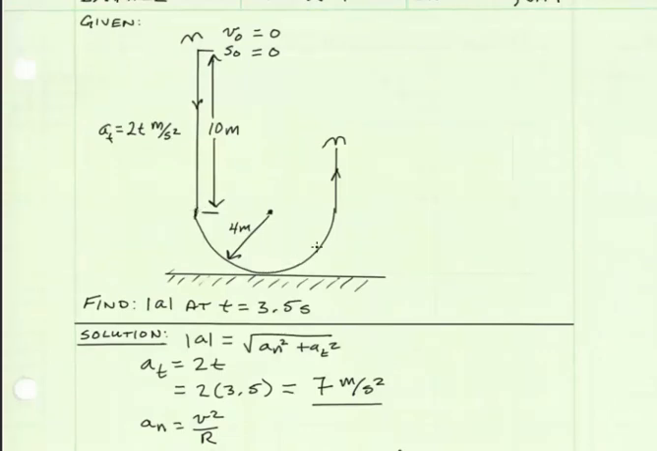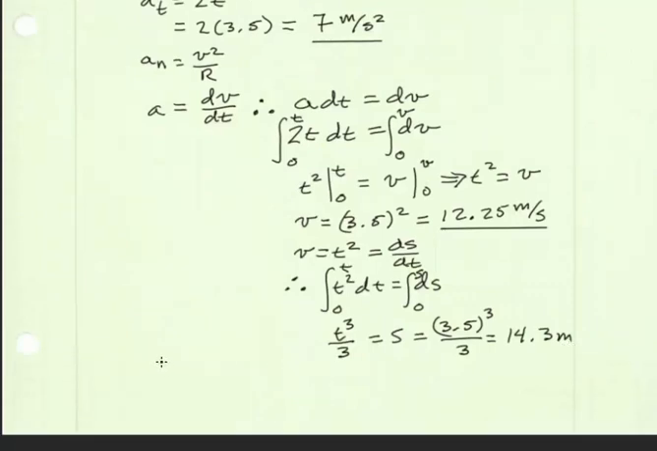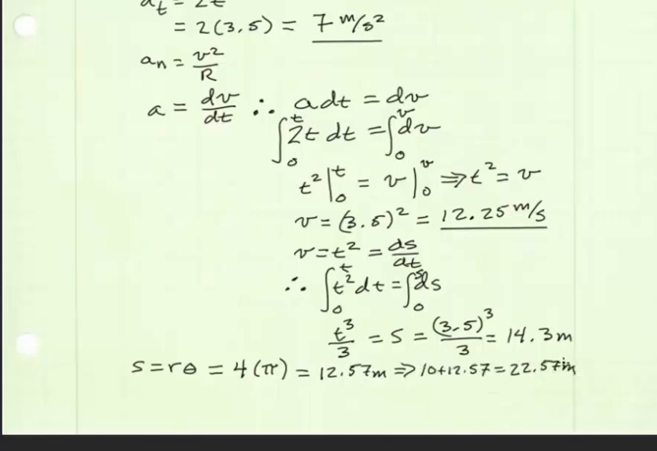Now we've got to find out if we're still in this curve or if we've gone beyond the curve. To do this, we know that position is equal to the radius times the angle in radians. We've got a half circle, so we've got pi radians, and our radius is 4. So 4 times pi equals 12.57 meters. And if we add that to our 10 meters that we initially had, then we get 22.57 meters. So 10 is less than 14.3, which is less than 22.57. So we are in the curve.